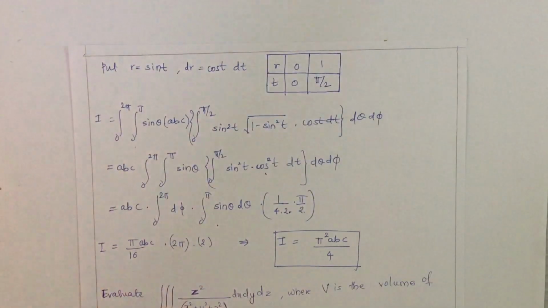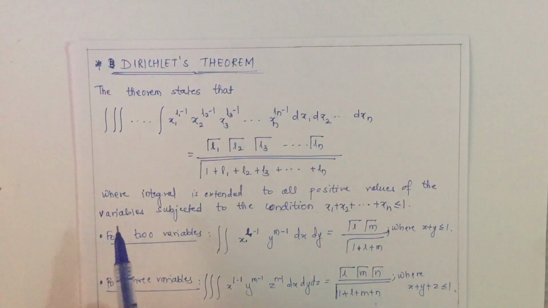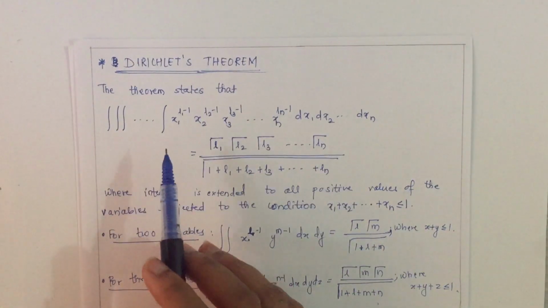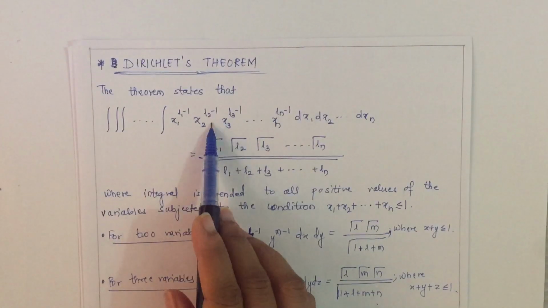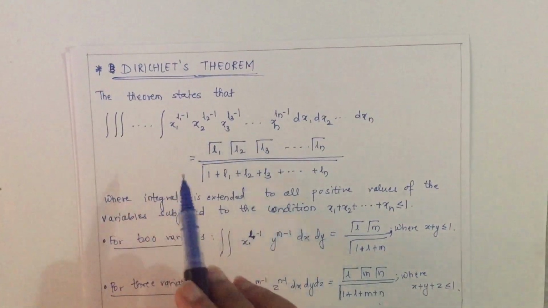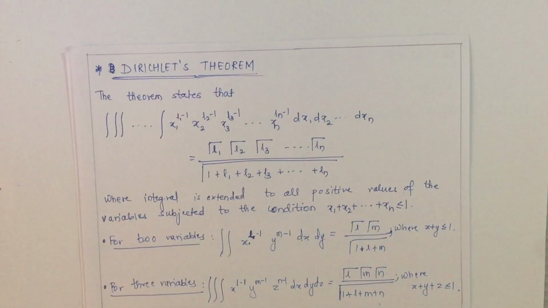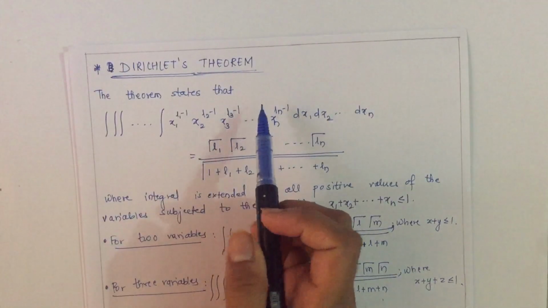Now what is Dirichlet's theorem? The theorem states that for n integrals with the function as x1 raised to some l1 minus 1, x2 raised to l2 minus 1, x3 raised to some l3 minus 1, meaning x, y, z you can say, or x1, x2, xn, with powers of the form some term minus 1.